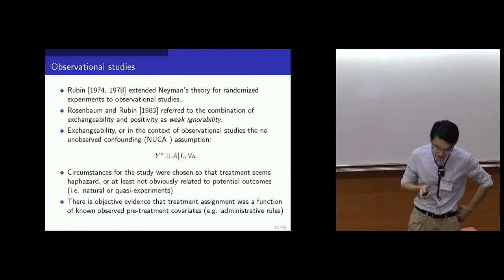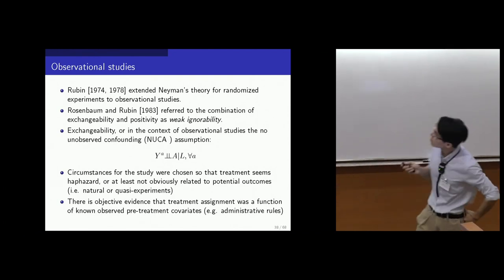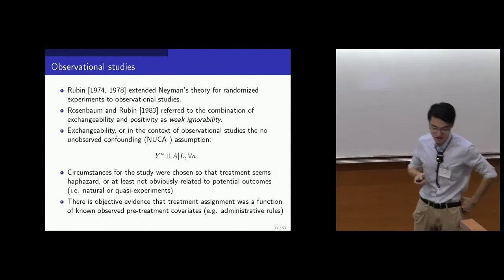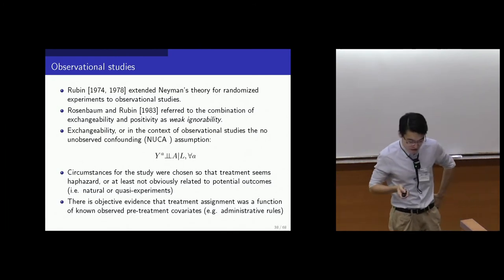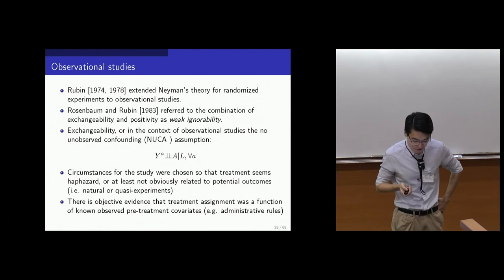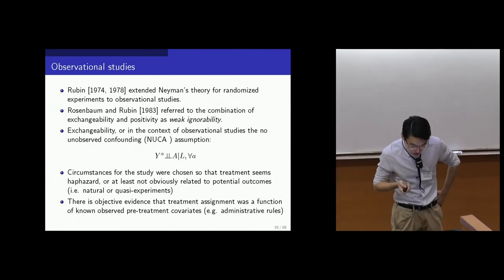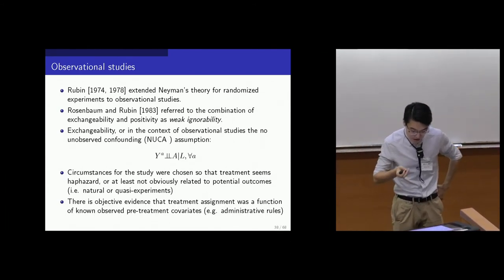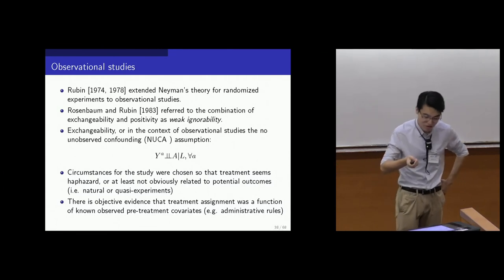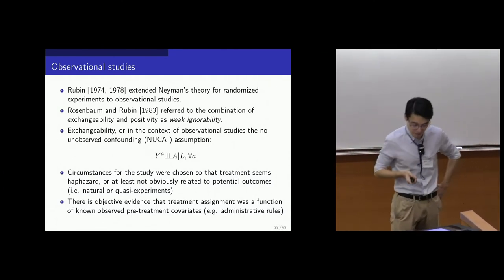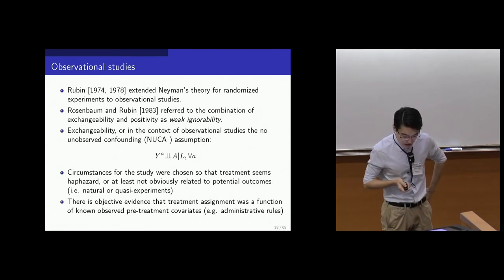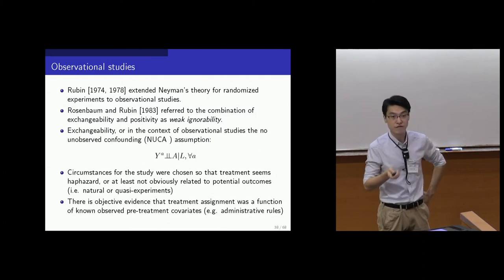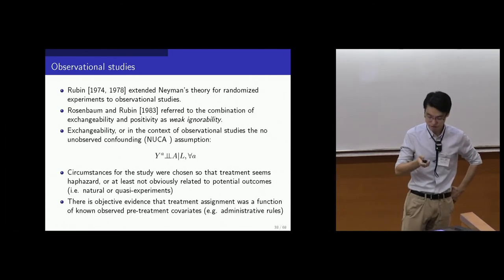These are some situations in which we might think this assumption holds. Circumstances for the study were chosen so that the treatment seems haphazard or at least not obviously related to the potential outcome, for example, some natural or quasi experiments. There's objective evidence that treatment assignment was a function of known observed pre-treatment covariates, for example, some administrative rules.